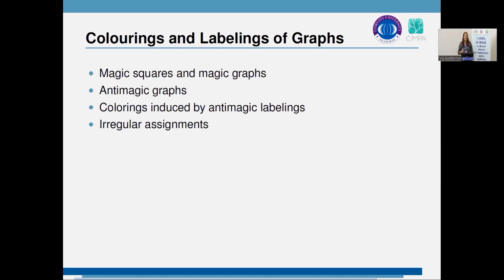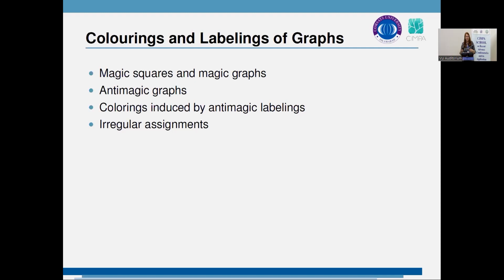So the title of my course is Coloring and Labelings of Graphs. During my talk, I would like to tell you something about magic squares and magic graphs, then something about anti-magic graphs. Then I will speak about colorings induced by anti-magic labelings, and at the end, I will tell you something about irregular assignments. My goal is not to present you some theorems and proofs. My goal is to present you some techniques how to find labelings for some specific graphs, because this can help you when you decide to work in this area.